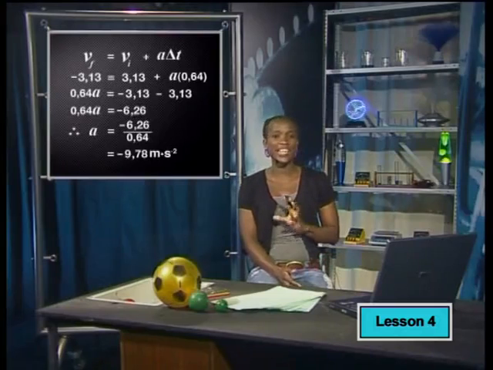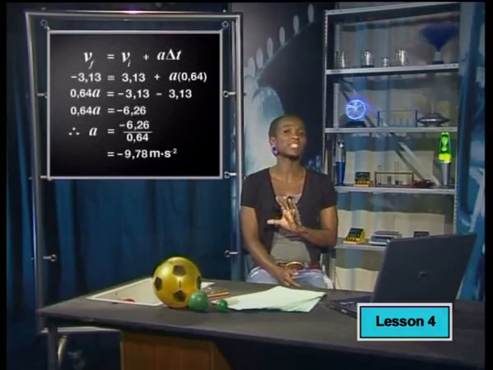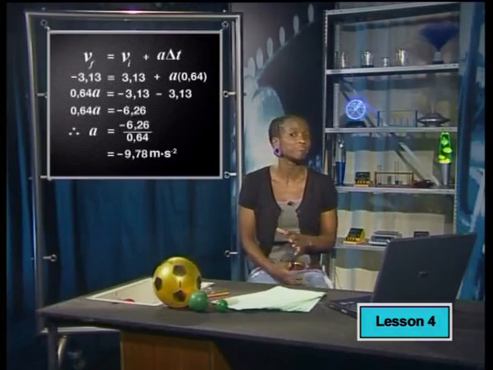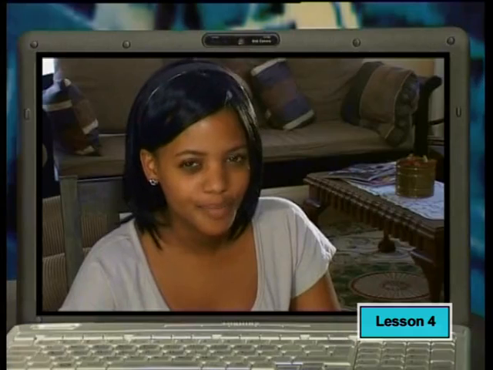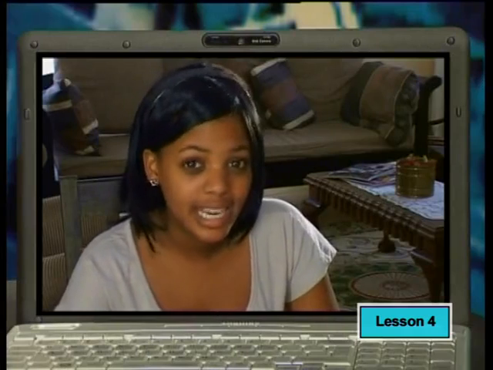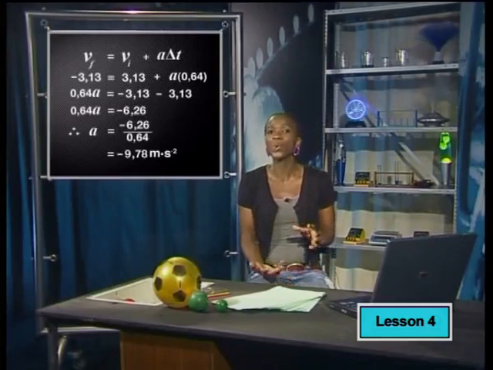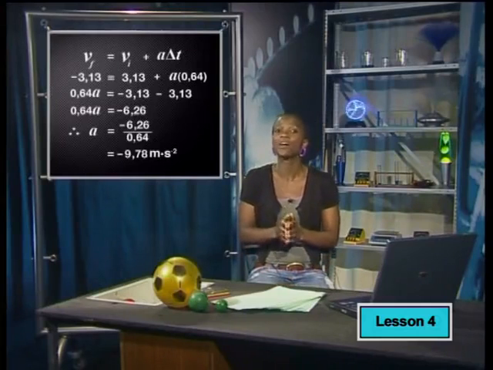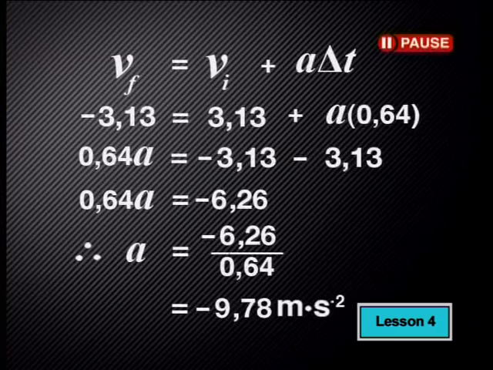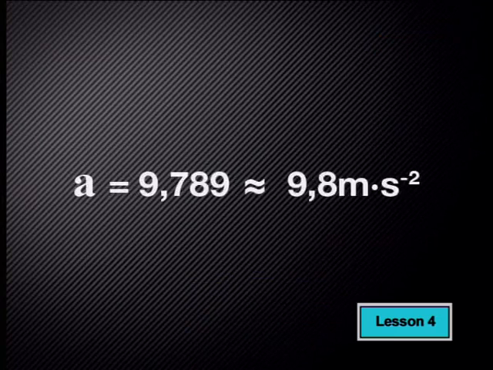If the acceleration has a negative value, what does this say about the direction of the acceleration of the ball? Any ideas, Nombulelo? I think it means that the acceleration is acting downwards. Of course. This should make sense to you, as we know that all objects are attracted to the Earth because of gravity. What do you notice about the value we calculated? You would have seen that it is 9,78, which is approximately 9,8 meters per second squared. This is the value for acceleration due to gravity that we calculated in the previous lesson.